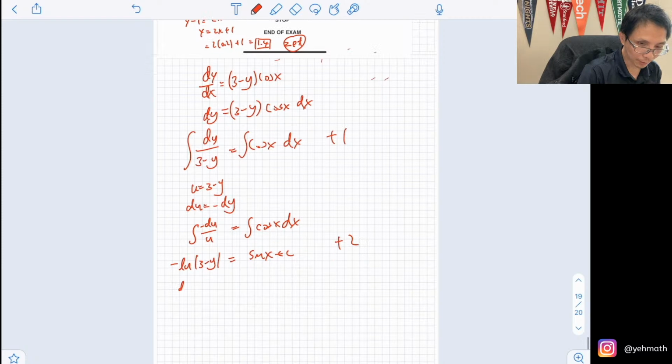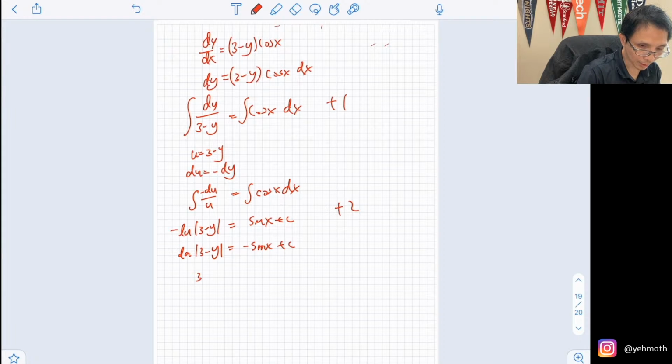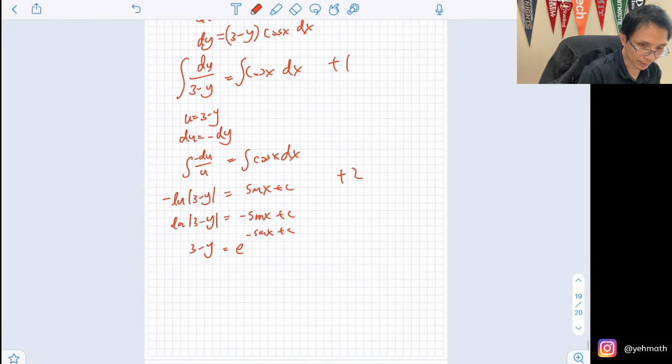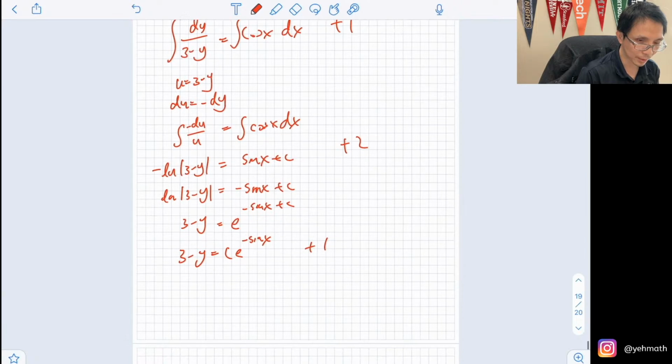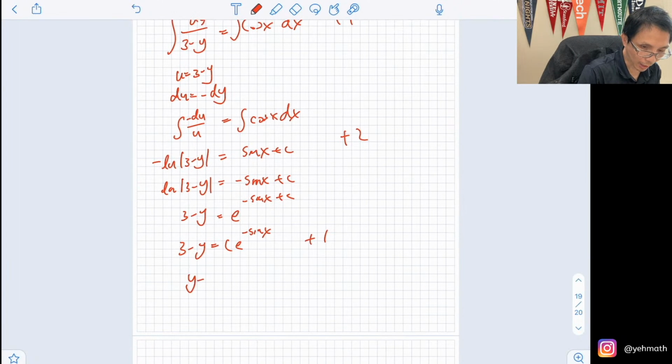Now, if you get rid of the log, 3 minus y equal to negative sine of x plus c, and then you do e to both sides, 3 minus y equal to e to the negative sine x plus c. Now, if you got the c in the front, c e to the negative sine of x, that should give you another point if you put it in the front, because that's where everybody starts making mistakes. And then you're going to get y equal to 3 minus c e to the negative sine of x.